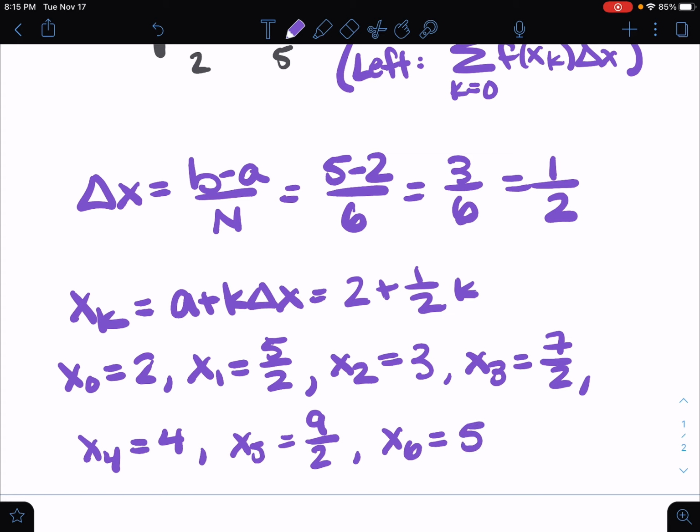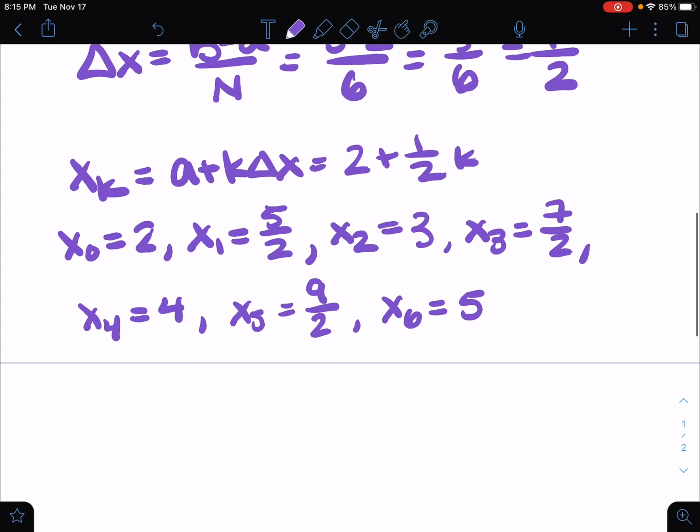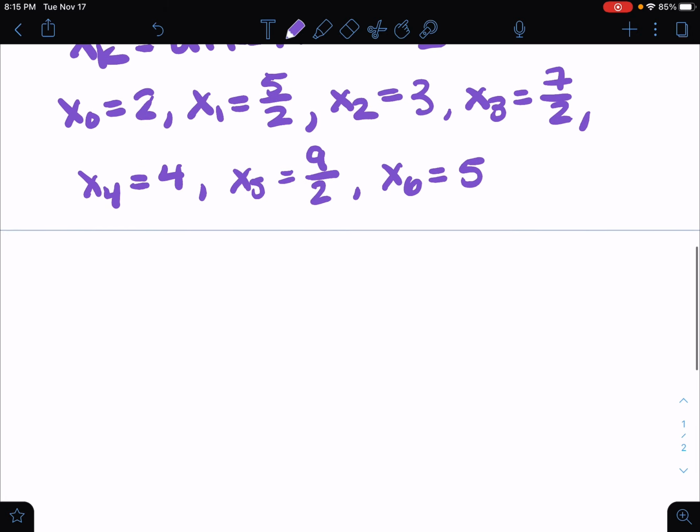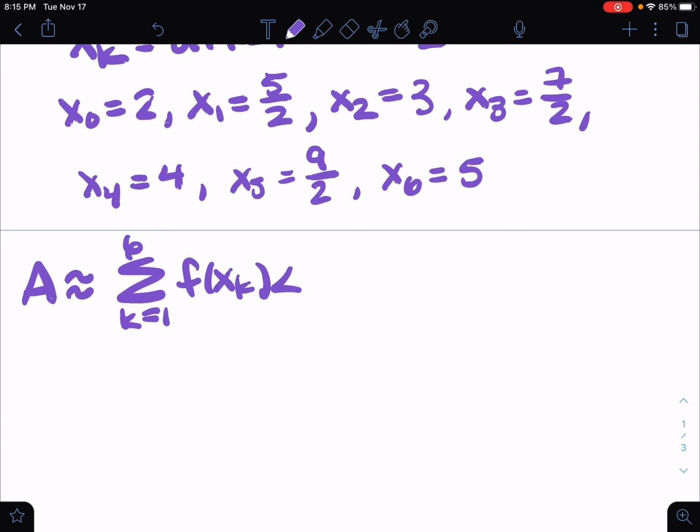So here we have 7 points evenly spread, delta x of 1/2. 7 points creates 6 intervals or 6 rectangles. So those are the points where we have to evaluate the function in order to get a height of a rectangle. With all of this, we can put it all together now. We can say the area is approximately, remember, the sum from k equals 1 to 6 of f of x sub k times delta x.